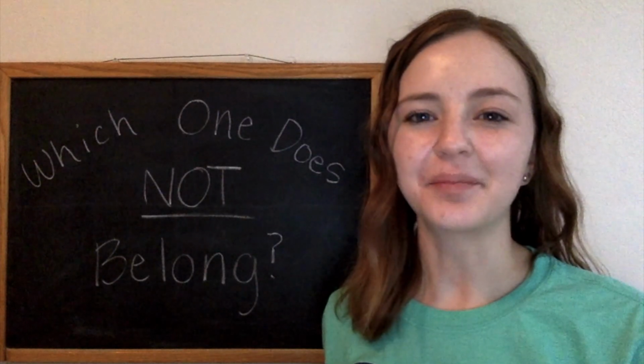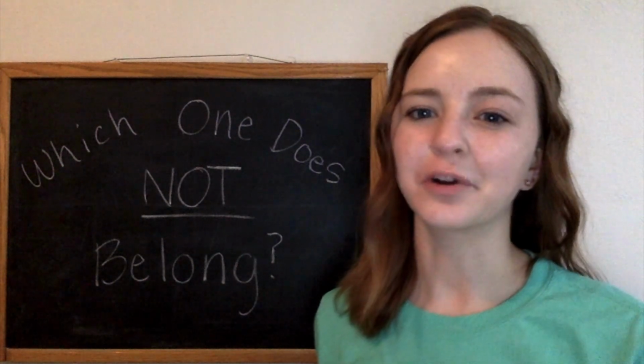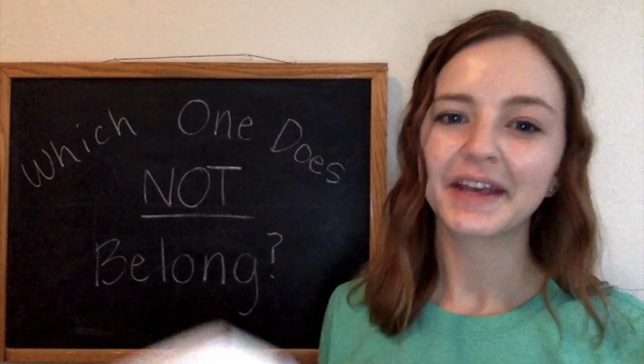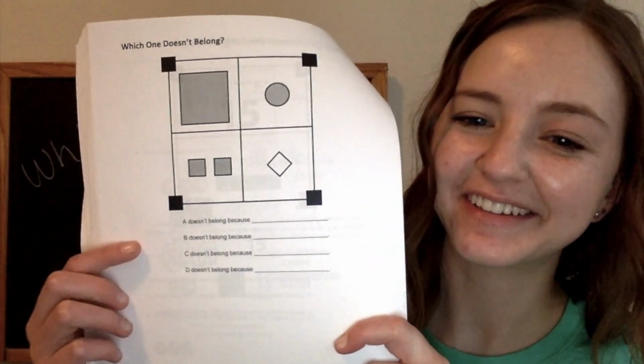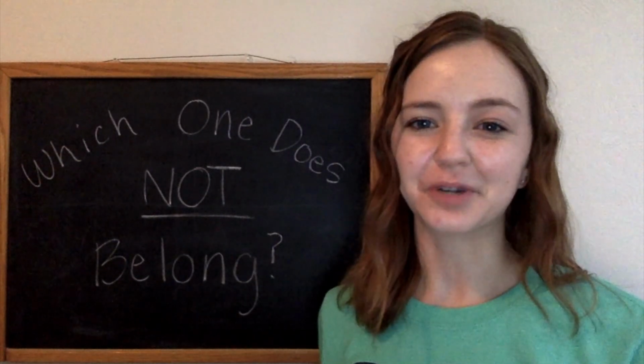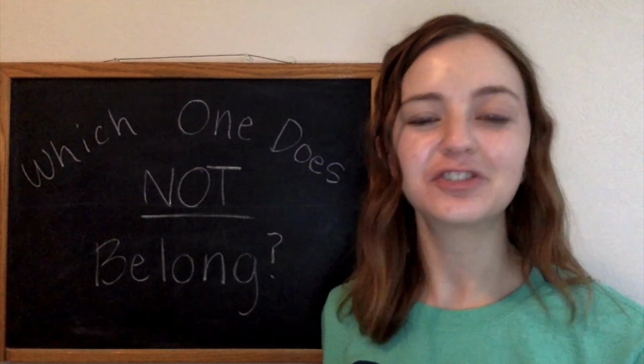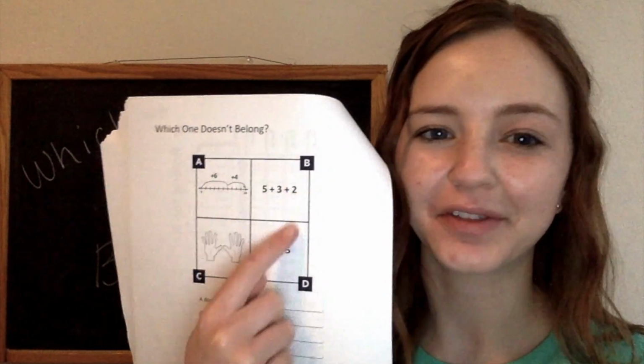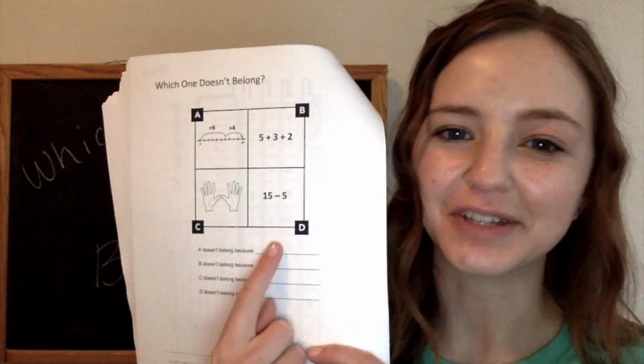For the Which One Does Not Belong activity, look at the set of 4 images on either page 46 or page 84 of your packet. You can decide which one is more appropriate for your student, or you can choose to do both. Decide which one does not belong with the other 3. Describe your thinking using math words.